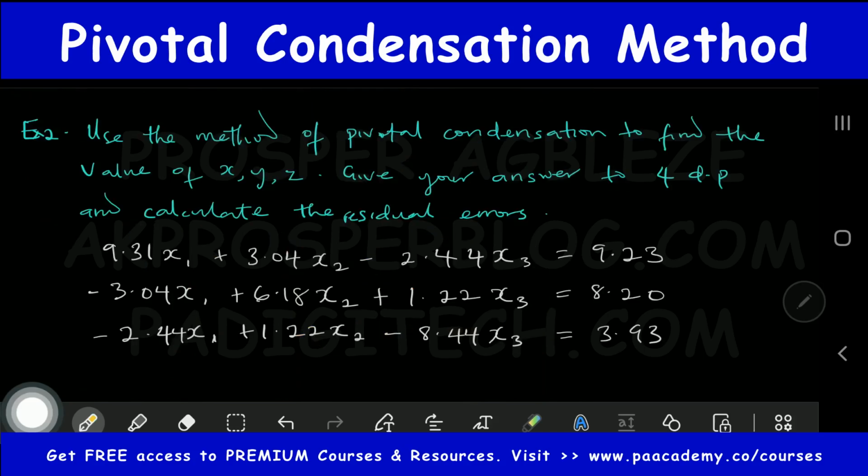Now, for our example 2, this is the question right here. It says use the method of pivotal condensation to find the value of x, y, z. Give your answer to 4 decimal places and calculate the residual errors. Okay, and this is the equation right here. Then we are asked to look for the value of x, y, and z, and to look for the residuals, the residual errors. All right, so now let's get started with this.